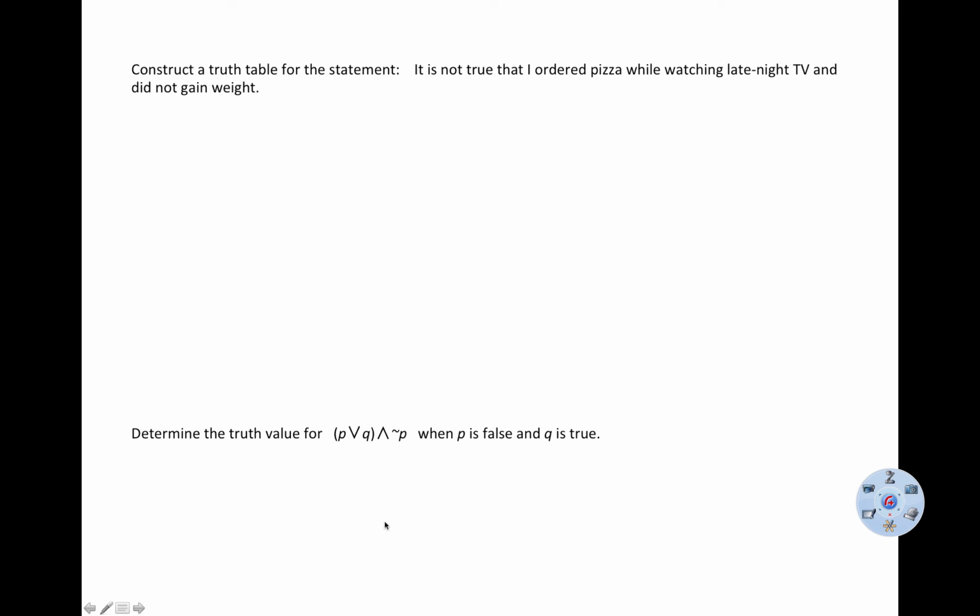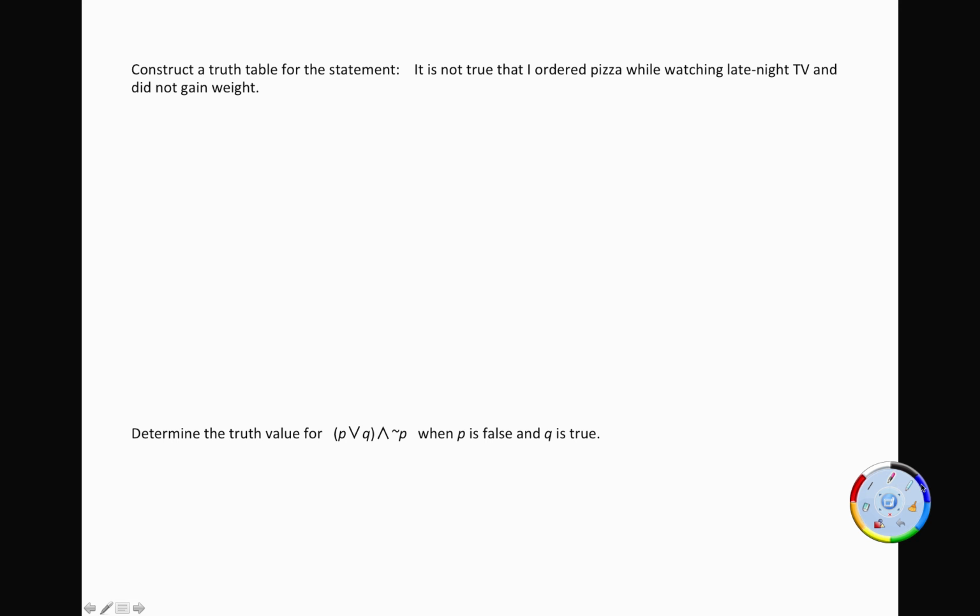Okay, let's construct a truth table for this statement. It is not true that I ordered pizza while watching late night TV and did not gain weight. Okay, so it is not true. I don't want to include that. So I want it to say I ordered pizza is P. I ordered pizza while watching TV. I'm going to shorten it and just say I ordered pizza, and did not gain weight. Q, I did not gain weight.